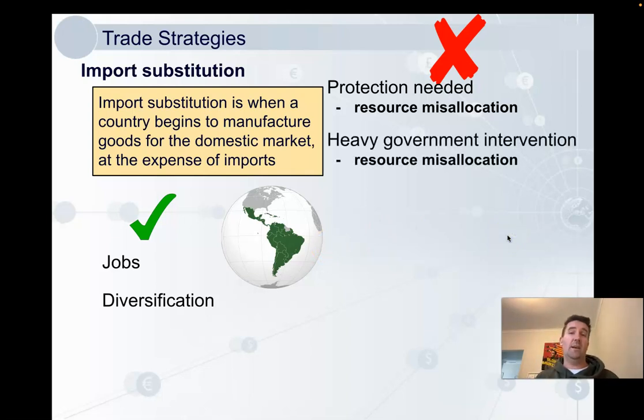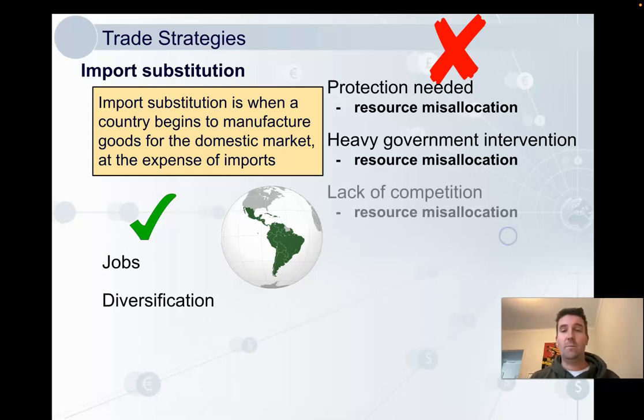It does require some heavy government intervention if it is to be done properly. You're going to have to heavily invest in these industries, and it's the government picking winners, which doesn't always work that well. So there can be some resource misallocation there as well. And also there's a lack of competition. If we eliminate the imports by putting up really high trade barriers, then these newly developed industries within the country are not exposed to competition, which means they might not be as efficient as possible, which again leads to some resource misallocation.